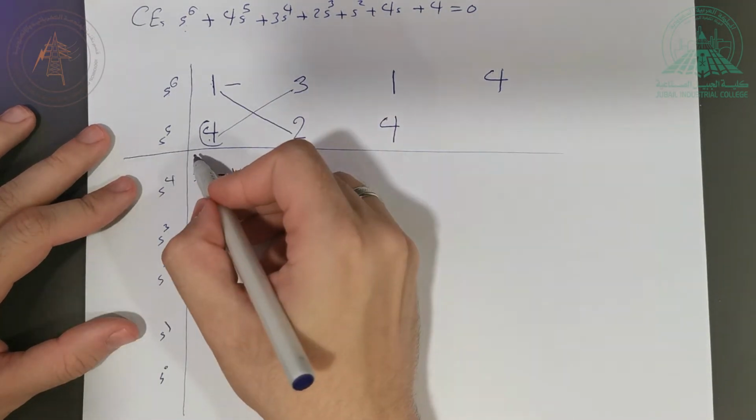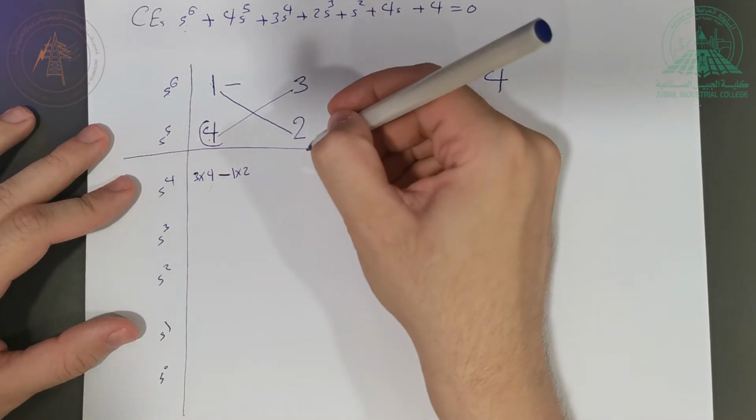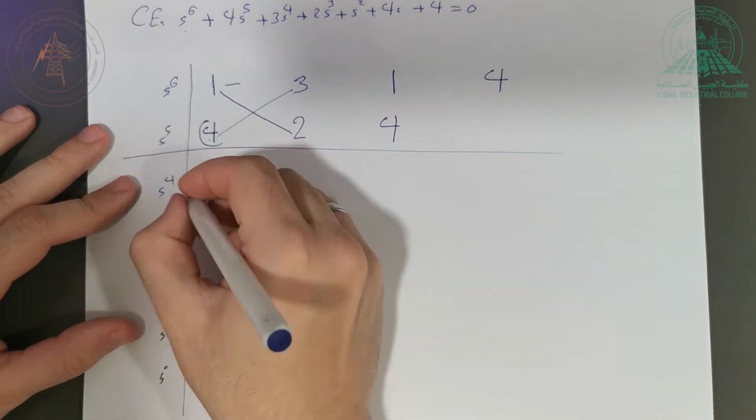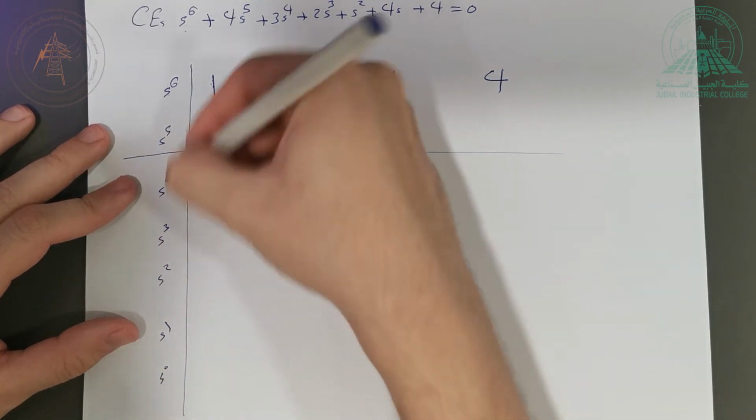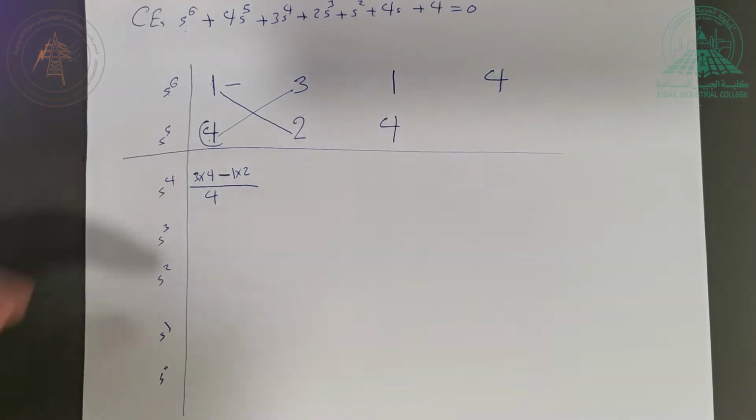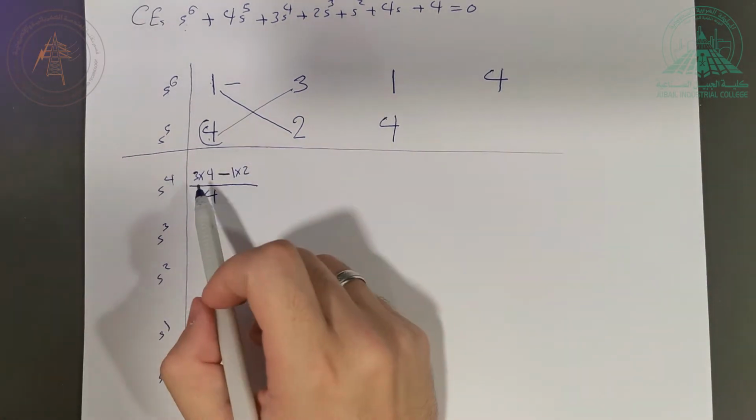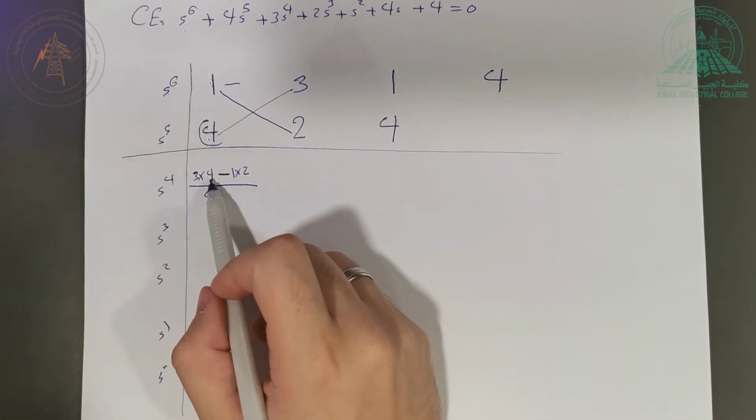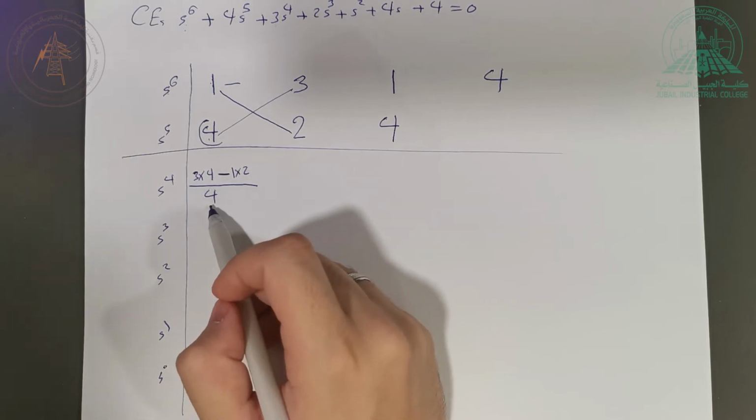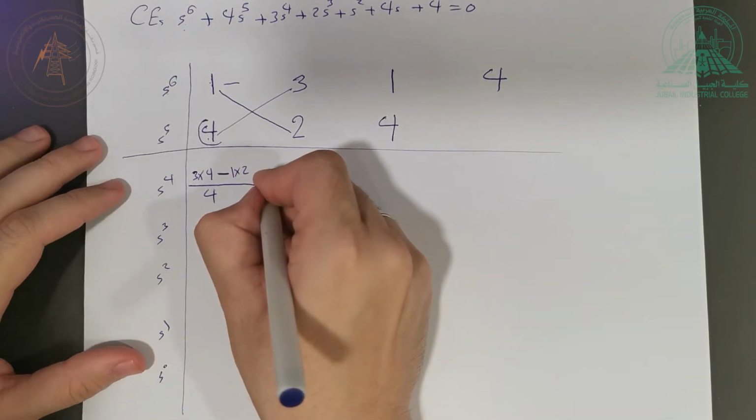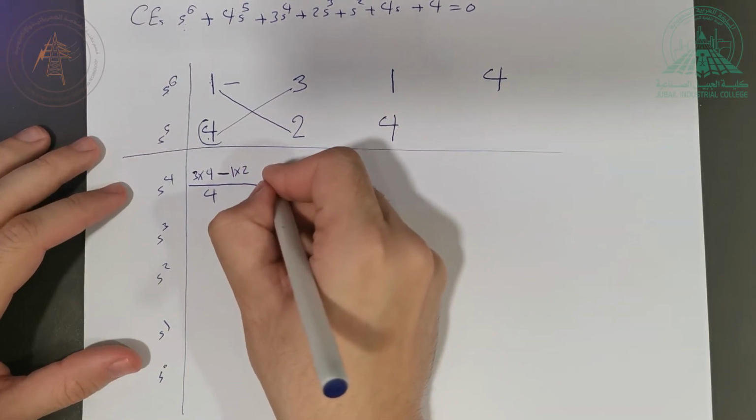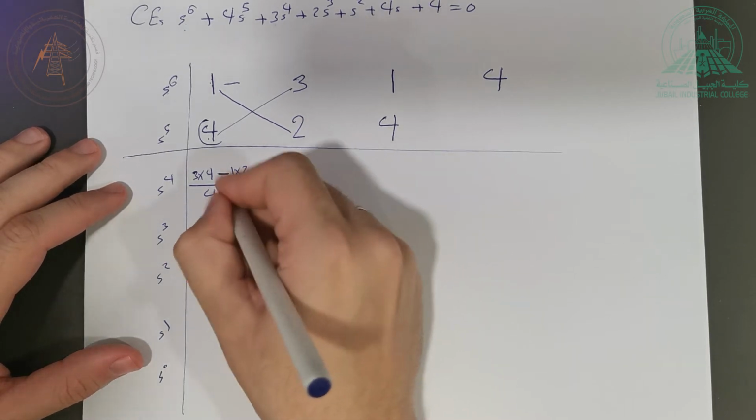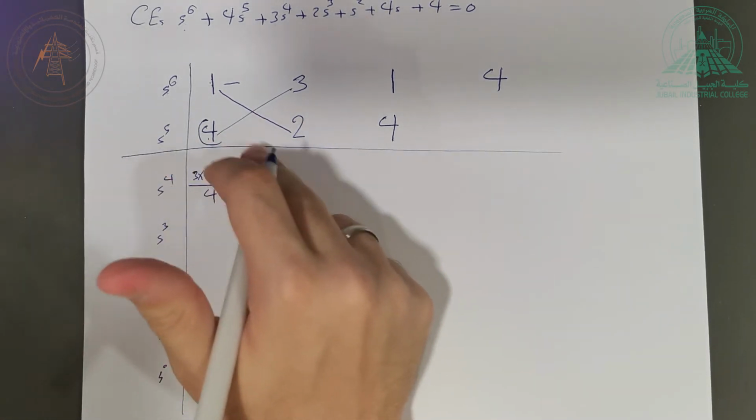Again, this minus this multiplied by this, the opposite of the determinant. And then all of that divided by the cell above it, which is 4. So what does that give me? I have 3 multiplied by 4, I have 12 minus 2, 10. 10 divided by 4, I get 2.5. Right? So in this position I have 2.5.